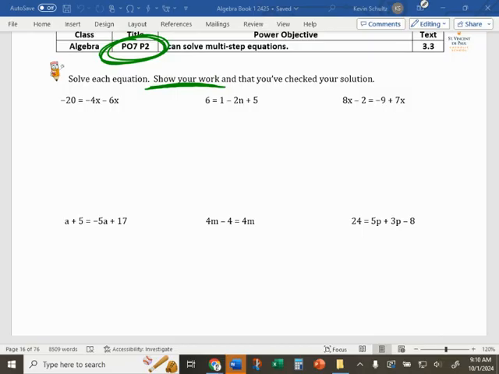Questions, comments, concerns, complaints, congratulations, criticisms? I have a question. The bottom one's equal.